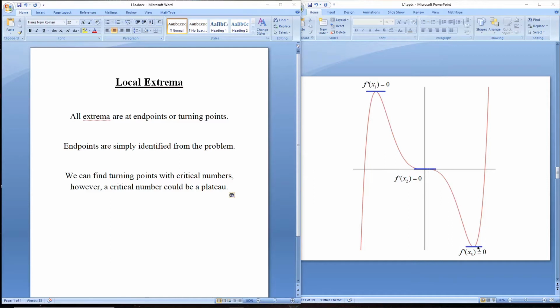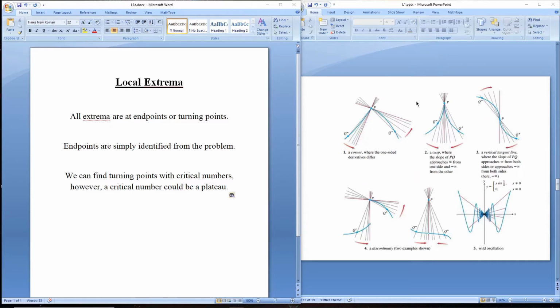Because what I have graphed here is what we would call a smooth function. And a smooth function means its derivative exists everywhere. And so when we go around this turning point, it's smooth. It's a nice curve there. The derivative exists everywhere. But a turning point could be sharp.